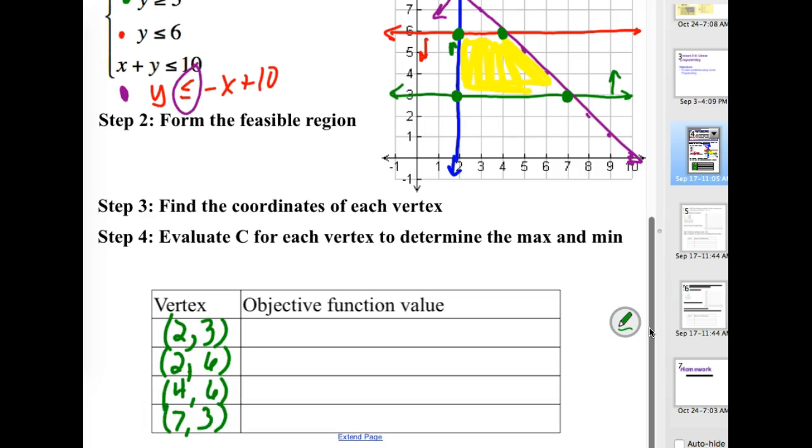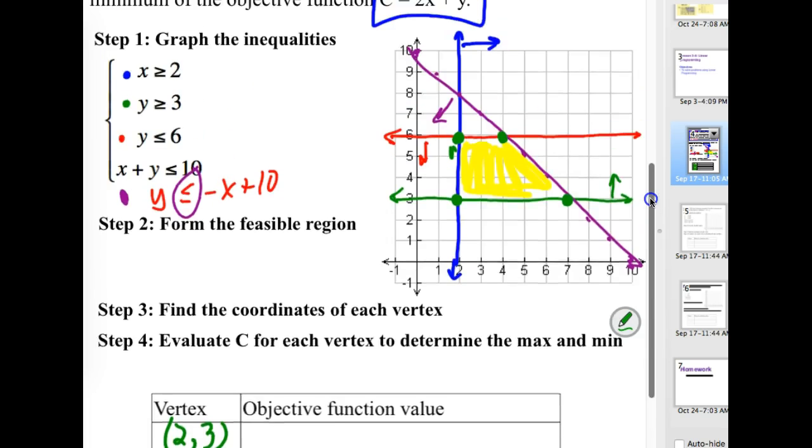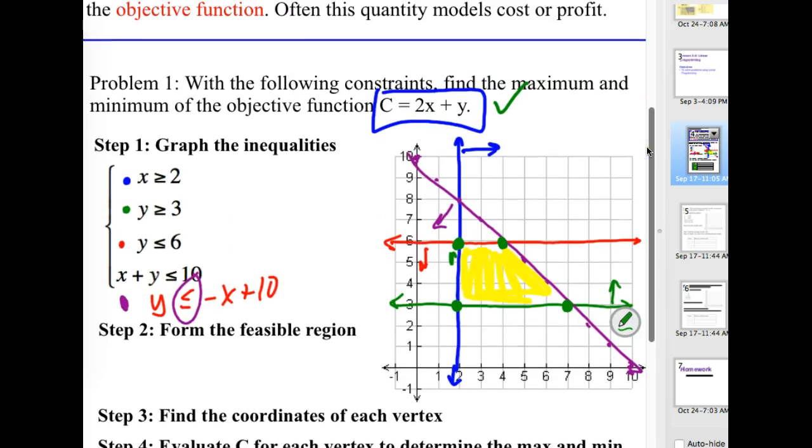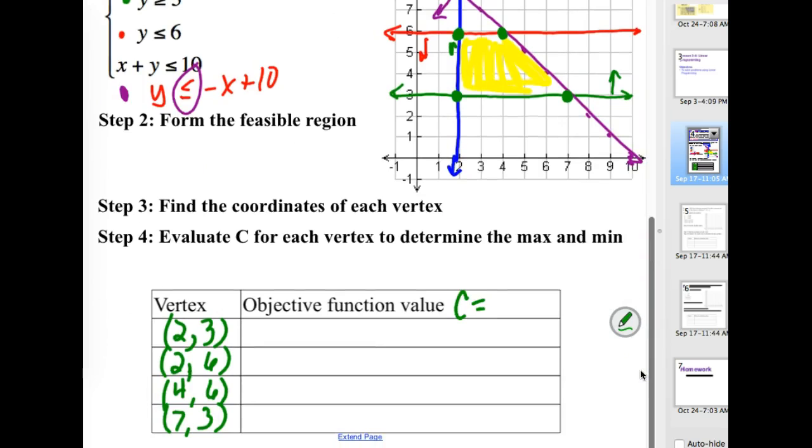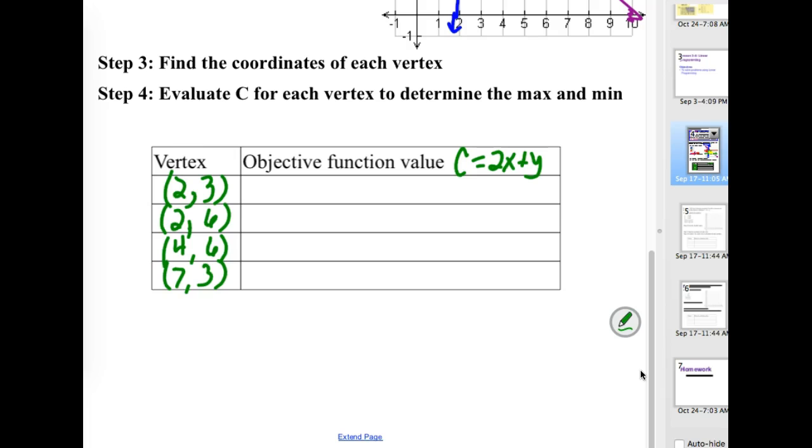Okay, so step 1 was graph all your inequalities. Step 2, figure out where they all overlap. Step 3, find the corners, those vertices of that region. Step 4 is to evaluate your objective function. And if we go back up here, the objective function they gave me was c equals 2x plus y. Okay, so I'm going to write that in here. C equals 2x plus y. And I want to find what my value is for c at all 4 of those vertices.